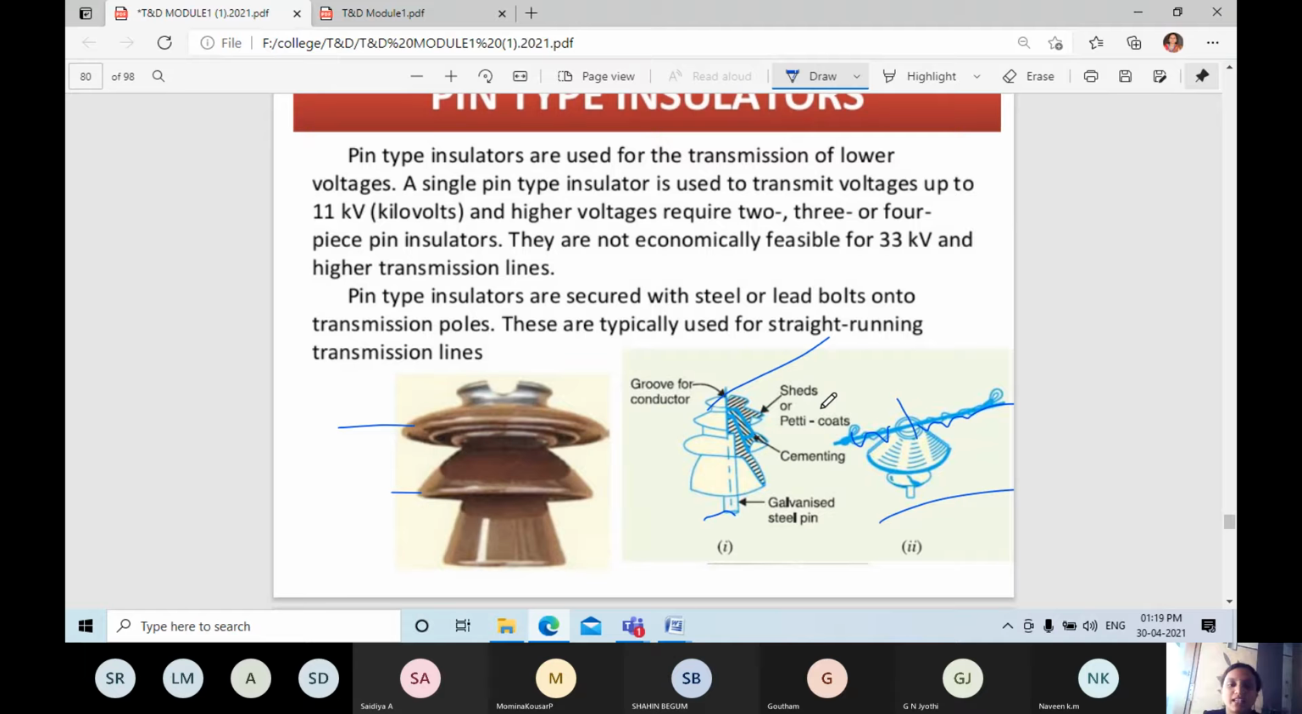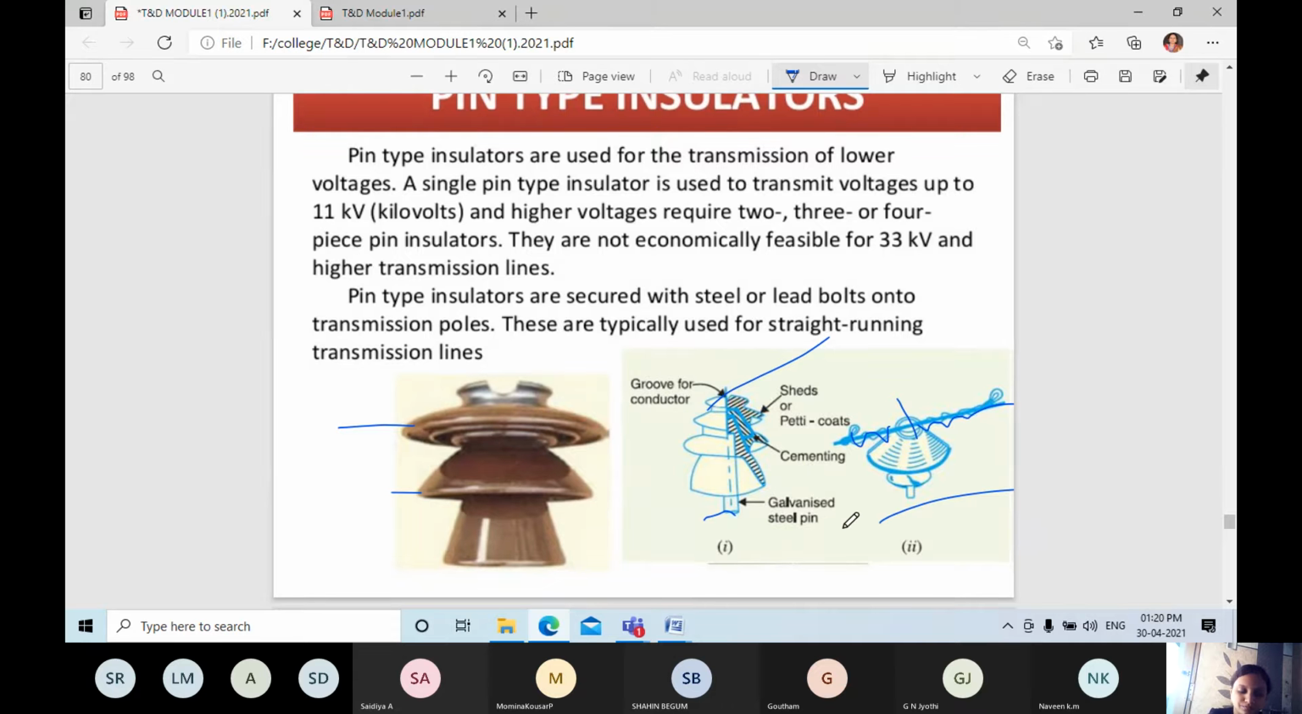If any rain falls on the insulator, in the rainy season, at that situation sheds are used. Sheds will not absorb the moisture content or water from the outside. It will prevent the inside parts. Inside parts are prevented from that. To keep the inner side of the insulator dry, the rain sheds are provided. That is, surfaces are provided with petticoats. This is a galvanized steel pin.